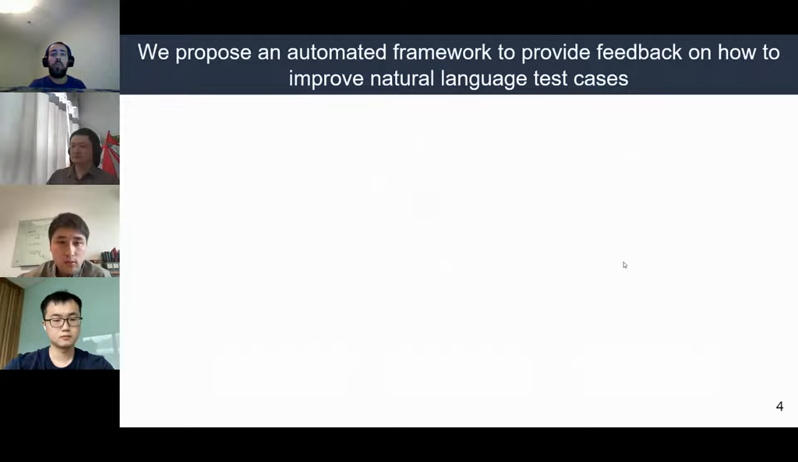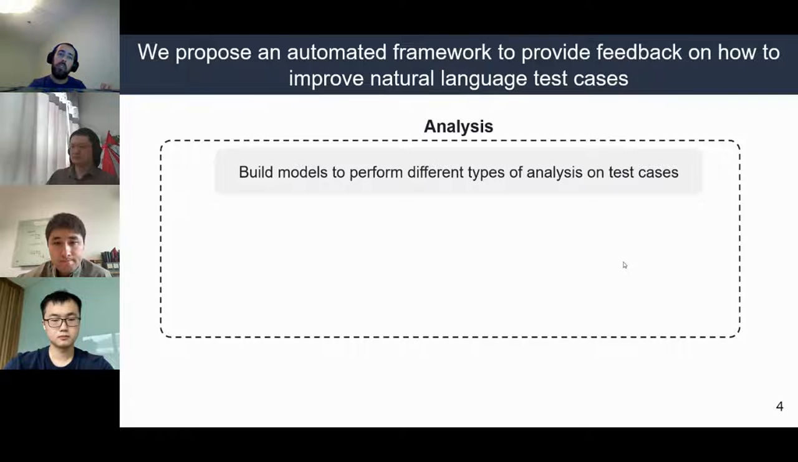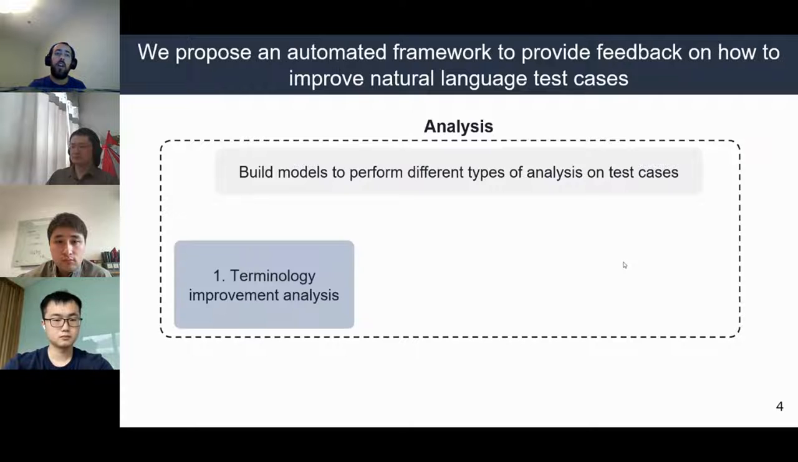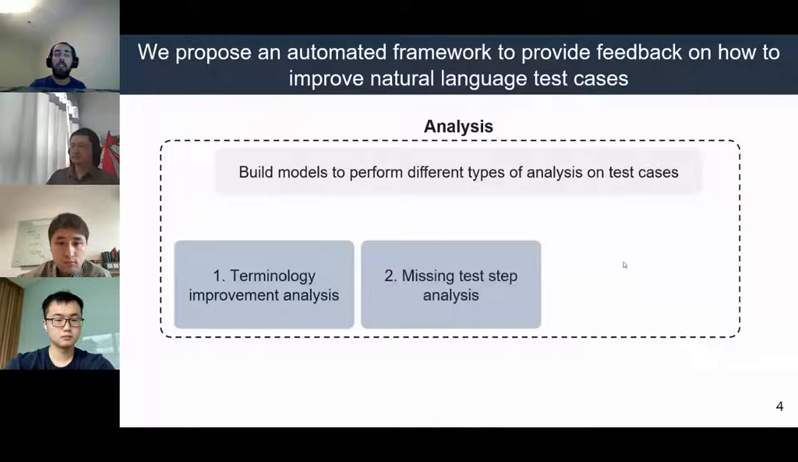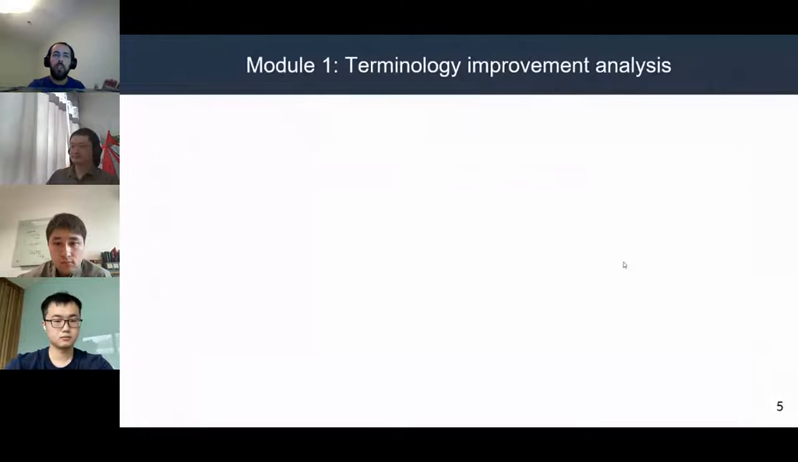So in this work, we propose an automated framework that can analyze and provide feedback on how to improve those natural language test cases. The main component of our framework is the analysis component, which we use to build models to perform different types of analysis to improve test cases. The first module recommends improvements to the terminology of a test case description. Basically, it goes through all the steps and tries to improve the terminology. The second module suggests possibly missing steps in a new test case. And the third module suggests existing test cases that are similar to the new test case. I'm going to quickly go through each module.